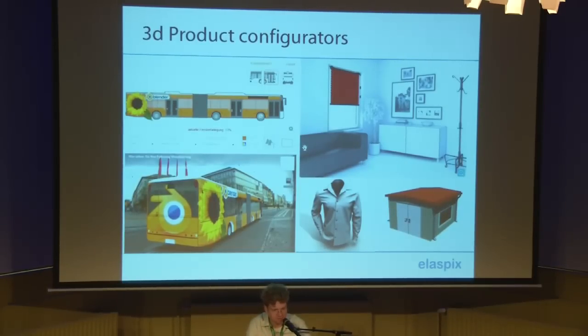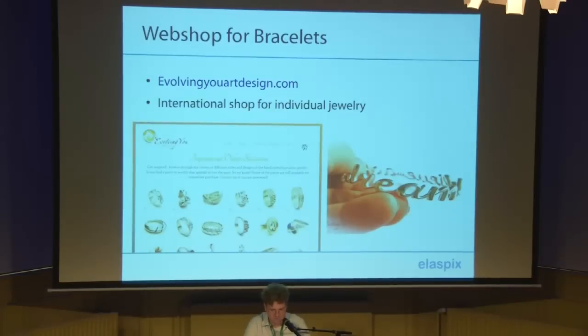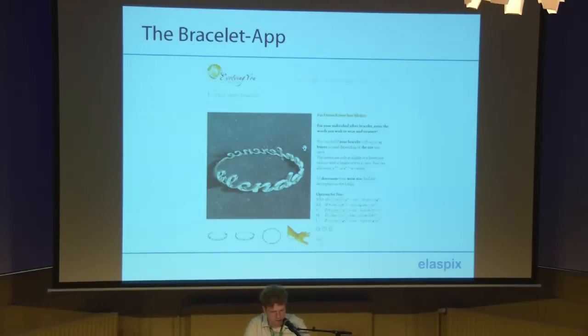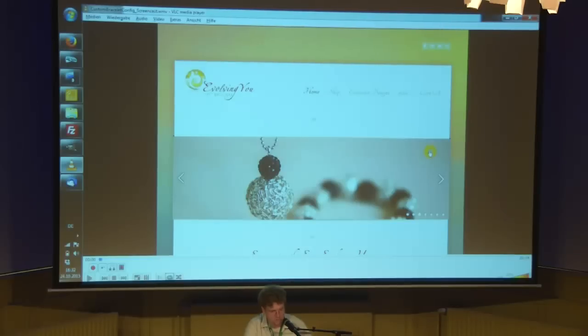And what we do with Blender is we visualize the final product, and this is also what we have done with the bracelet configurator here. The shop for which we have done this application is evolvinguartdesign.com. It is an international shop that sells individual jewelry, necklaces, bracelets, and so on. Everything is made individually according to the requirements of the user. And now the shop has another application, the customizer for bracelets.